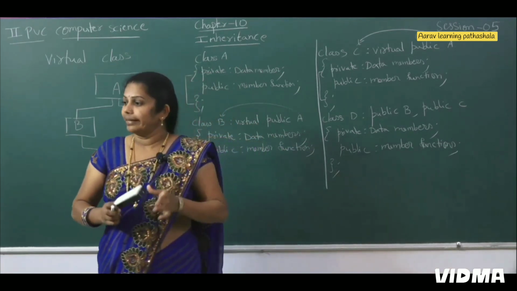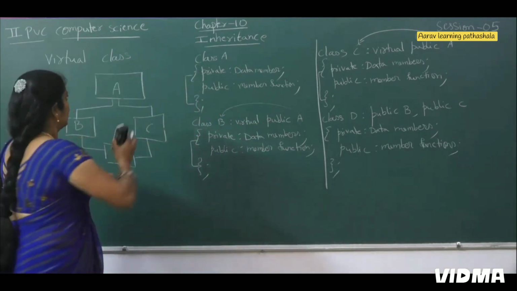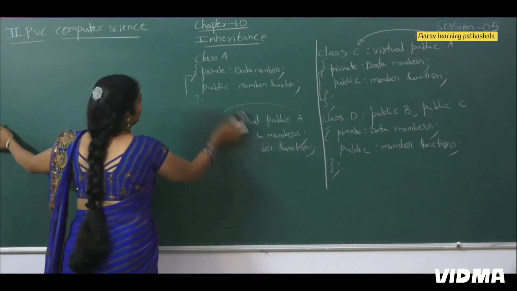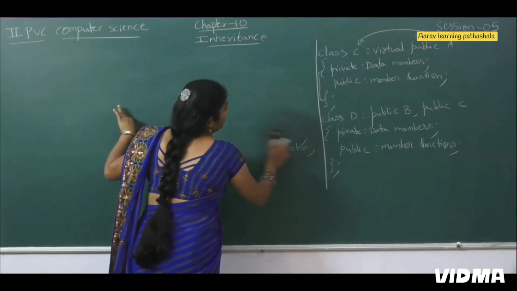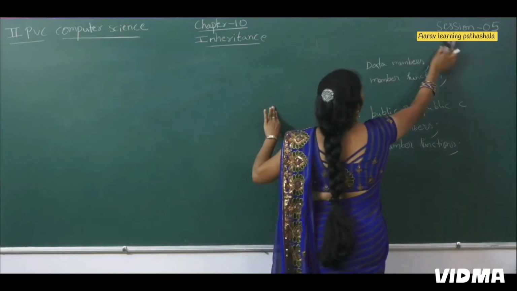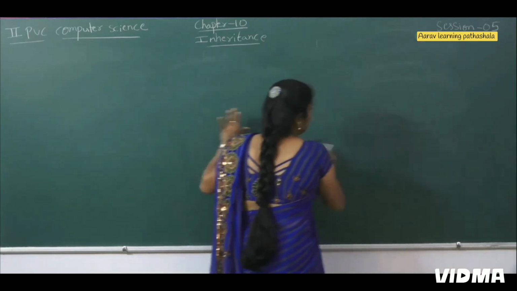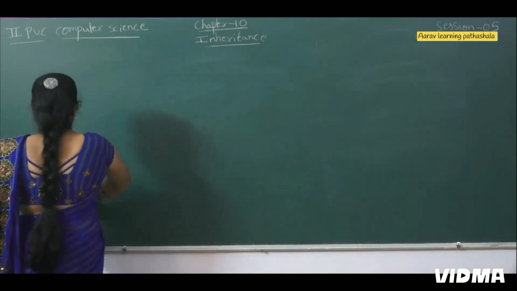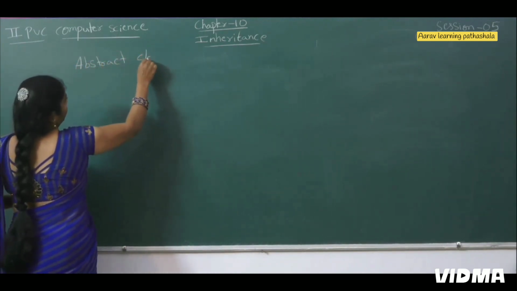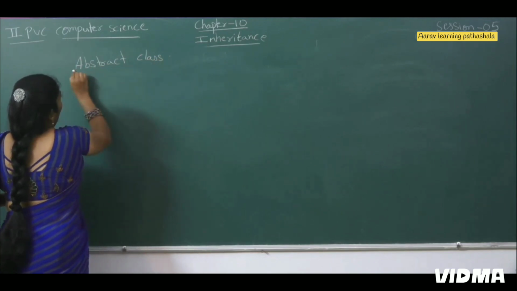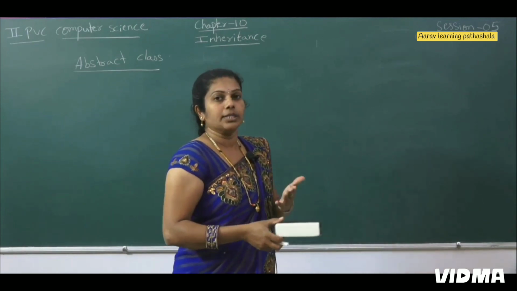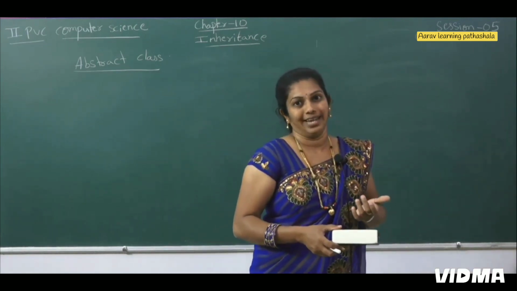Next I am going to explain to you regarding the abstract class. What do you mean by abstract class? What are the advantages of this abstract class? Already you have come to know about virtual. Virtual is mainly used to avoid the duplication, is it not? Then what do you mean by abstract class? Abstract class is a class, but by using this we are not going to create an object.